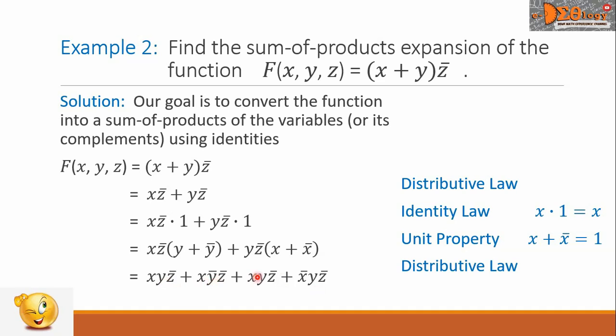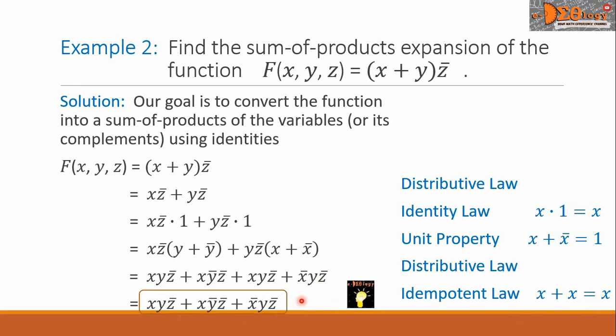We have now 4 products. Please observe that the first product and the third product here are the same. So we can rewrite this line by combining this x y z bar into itself. So we write now x y z bar plus x y bar z bar plus x bar y z bar. That is according to the idempotent law, x plus x equals x. So we have now 3 products in the sum of products. This is our final answer.